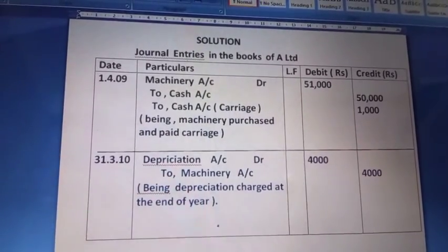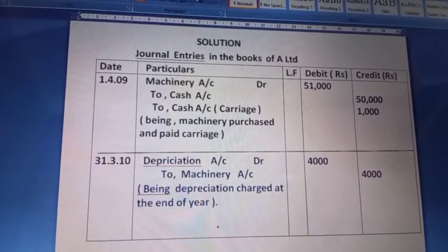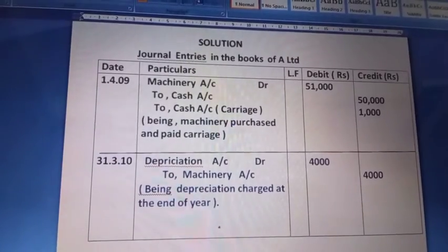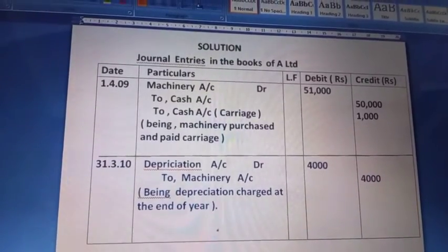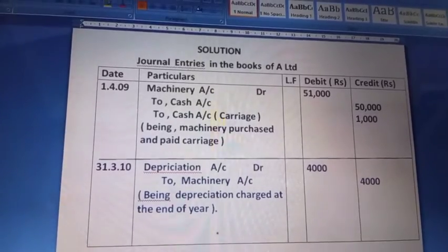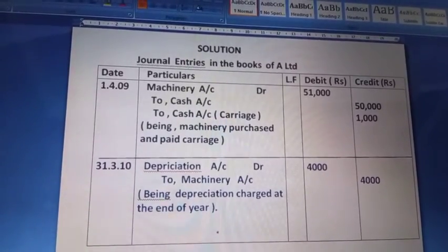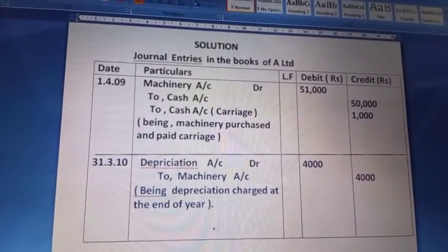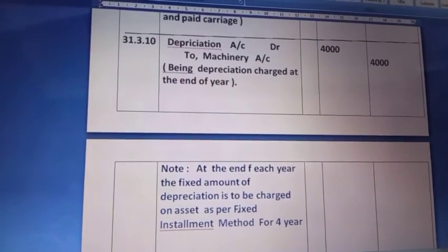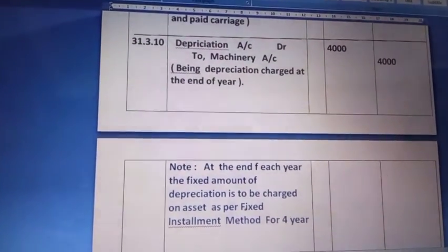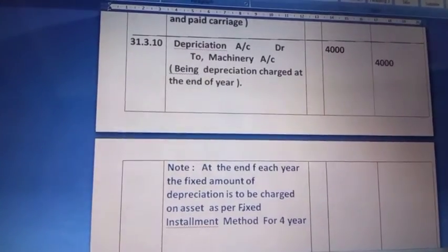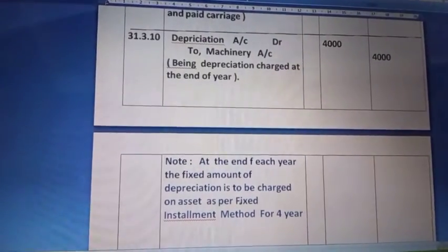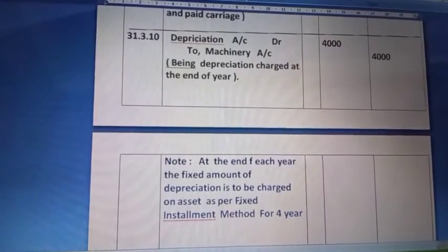Then at the end of the year we charge the depreciation. The entry goes like this: depreciation account debit to machinery account, because depreciation is an expense and it reduces the value of the asset. So 4,000, this remains the same 4,000 for every year in case of this first method, the SLM method, straight line method. Here I have passed the journal entry for only 1 year, but if in the question it's mentioned for 4 years, you have to pass it for the 4 years. I have just given the note for your reference. At the end of each year, this fixed amount of depreciation will be charged.